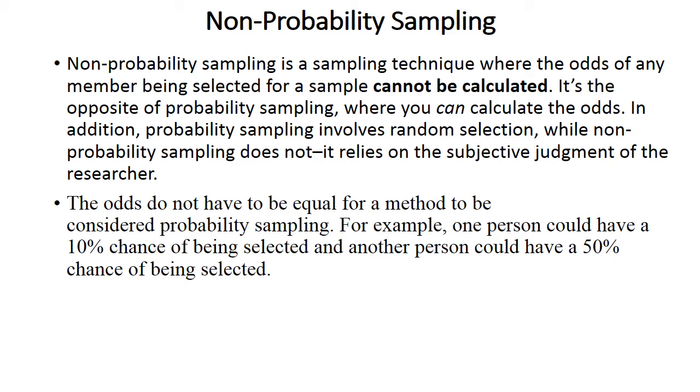This will be clear with the help of this example. Suppose one person could have a 10% chance of being selected and another person could have a 50% chance of being selected. That is, the selection of any person does not have an equal chance. One might have a 10% chance of getting selected and the other might have a 60 or 50% chance of getting selected.